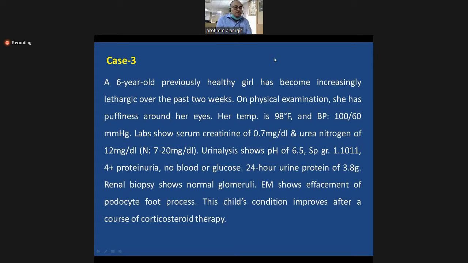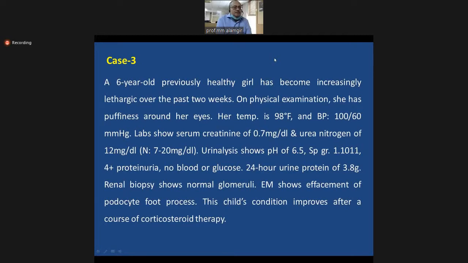Renal biopsy shows normal glomeruli, no change in the renal glomeruli. Only electron microscopy shows effacement of podocyte foot processes. Podocytes are visceral epithelial cells. They have their foot processes over the glomerular basement membrane. So there is effacement or retraction of podocyte foot processes. This child's condition improves after a course of corticosteroid therapy. So this is one example where we have a glomerulopathy which responds well to corticosteroid therapy.